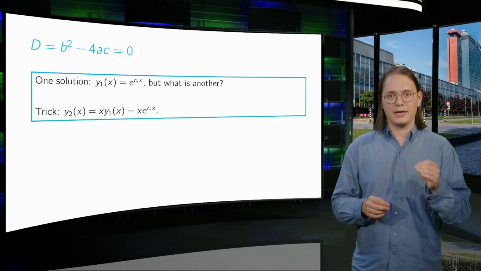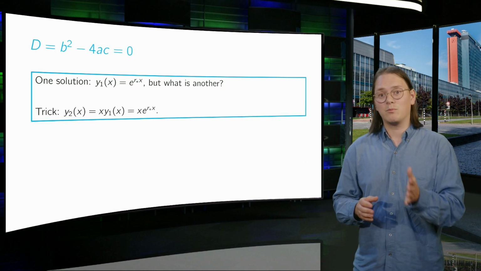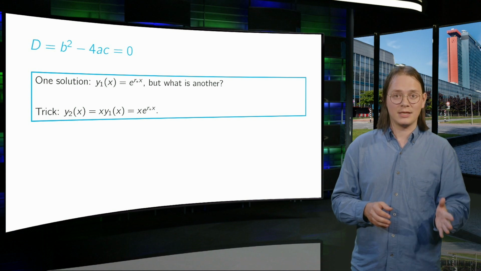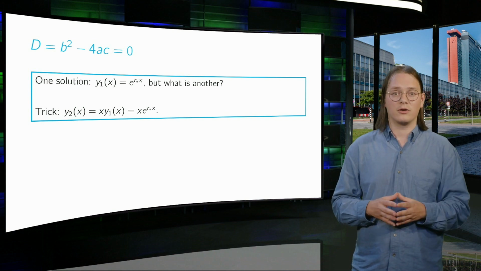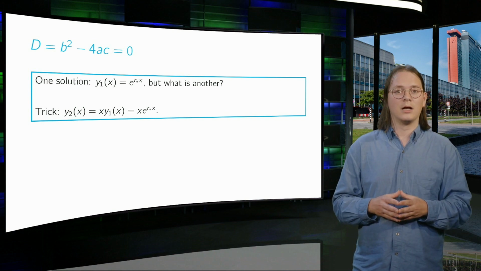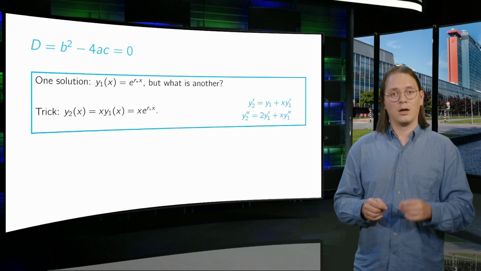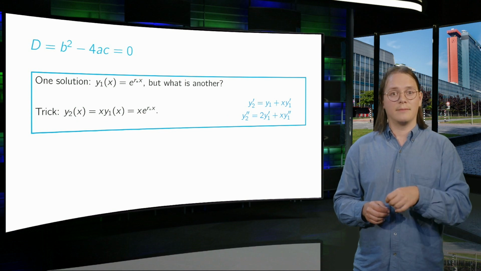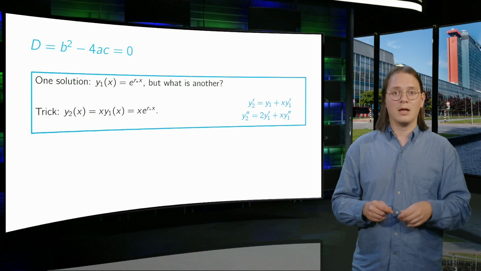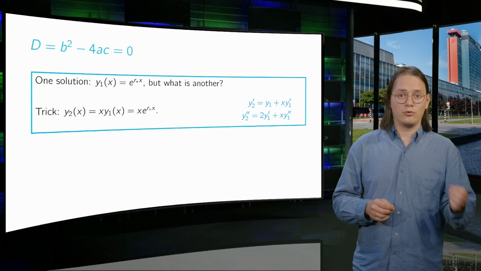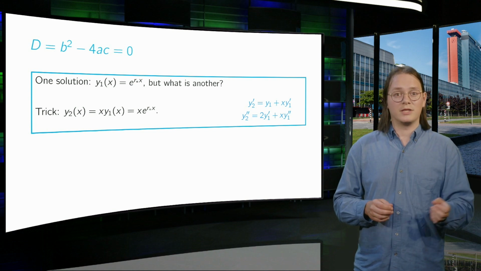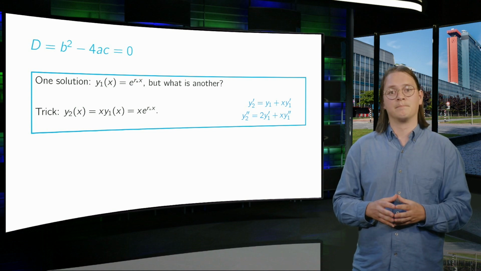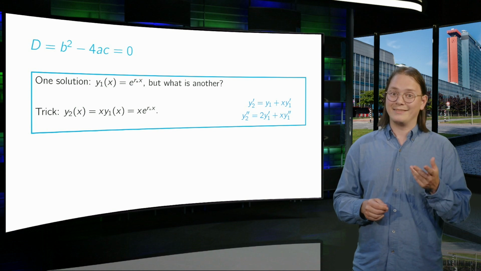Consider y2 of x is x times y1 of x, which is x times e to the power r star x. Then we can compute y2 prime as y1 plus x times y1 prime. And y2 double prime is 2 times y1 prime plus x times y1 double prime, where we make extensive use of the product rule.